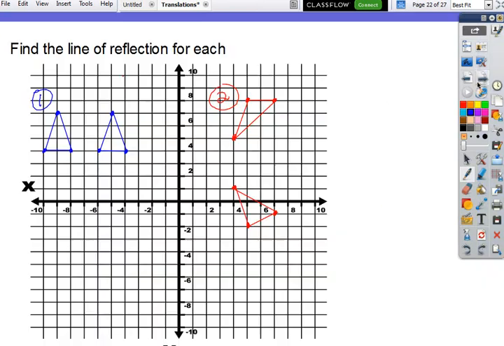Finding the line of reflection. We had trouble with this on the quiz. What do you check for first? Find the 2 closest points. See if it reflects left and right. See if it reflects up and down. Which way does this one reflect? Left and right. 2 closest points are here and here. The middle is that. If it's a vertical line, what is your answer?